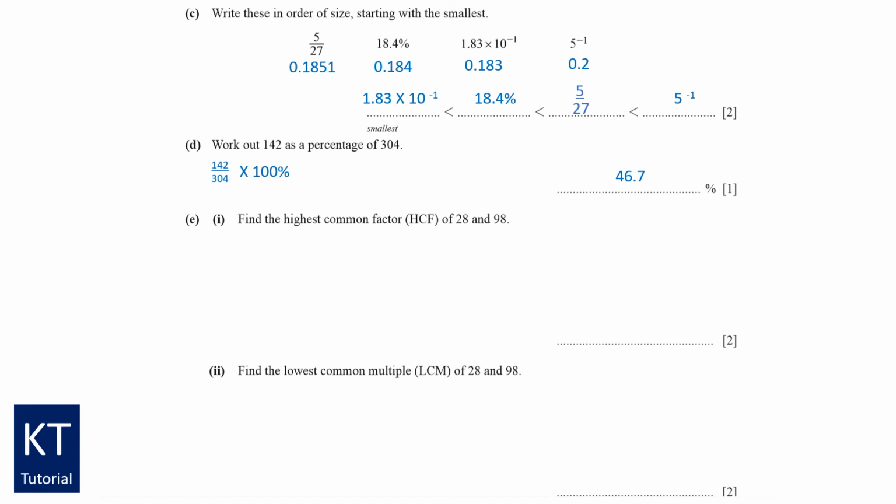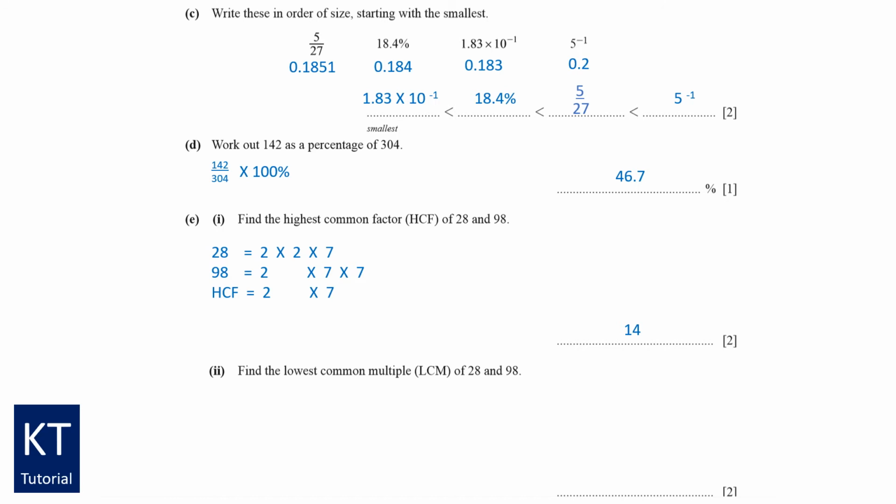The working should get us to 46.7%. Question E1. Find the highest common factor of 28 and 98. Identifying all the prime factors that are repeating, the highest common factor is 14.